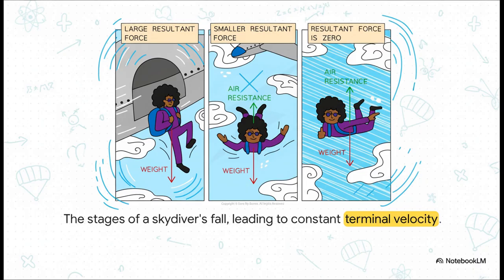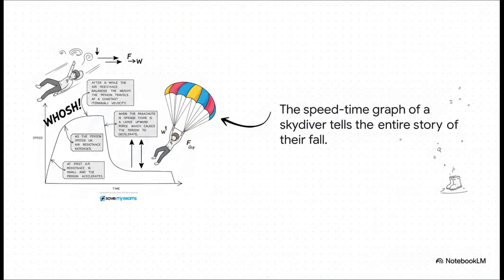We call that terminal velocity. And this speed time graph tells that entire story perfectly. Look, at the beginning, you have this steep gradient. That's the rapid acceleration. Then, the curve starts to flatten out as they reach that terminal velocity. Then, bam, the parachute opens, air resistance suddenly skyrockets, and you see that rapid deceleration. Finally, they settle at a new, much slower, and much safer terminal velocity to land. All of that physics captured in one single curve.